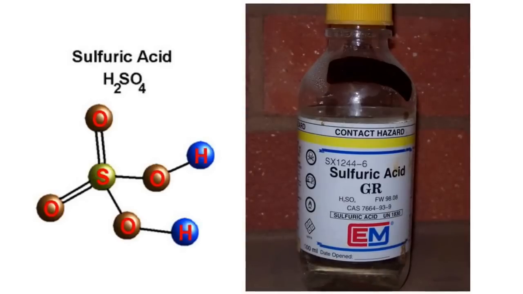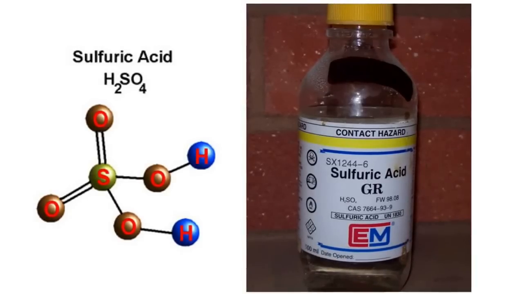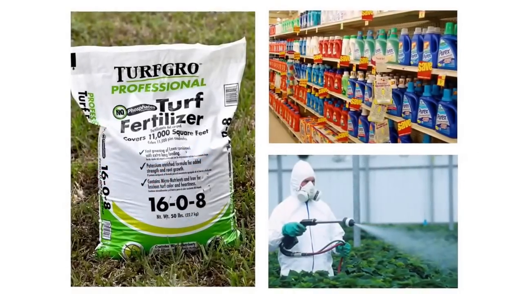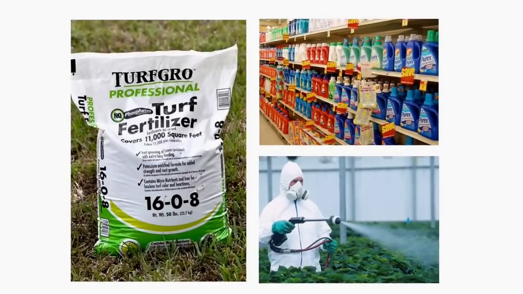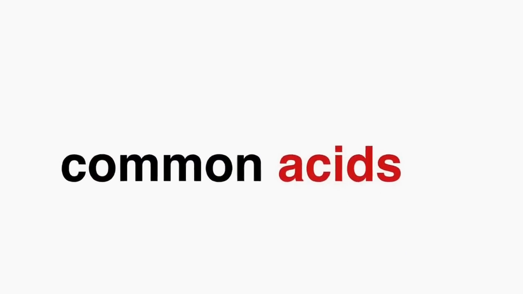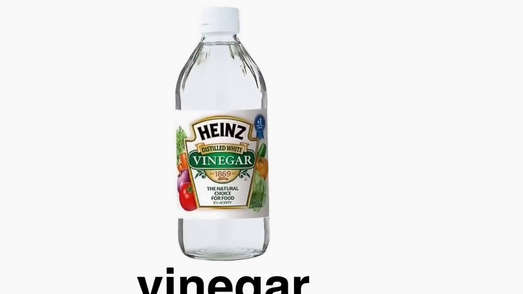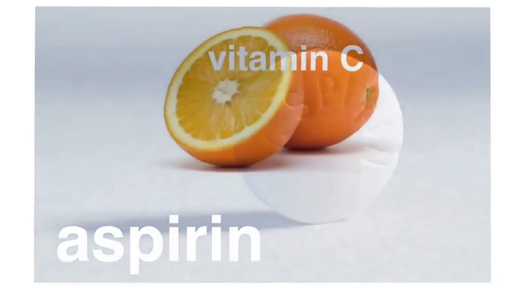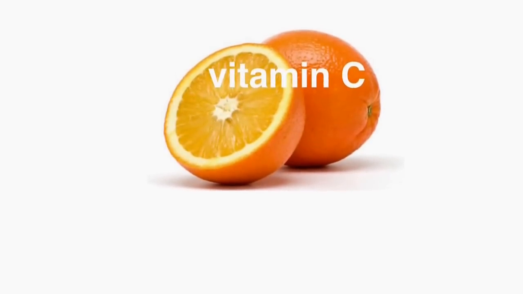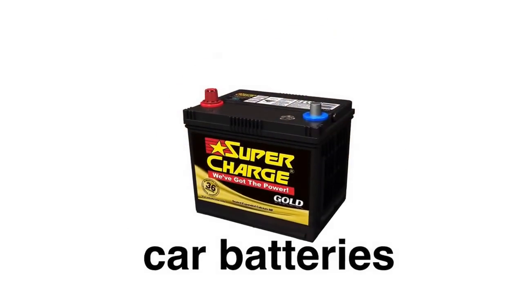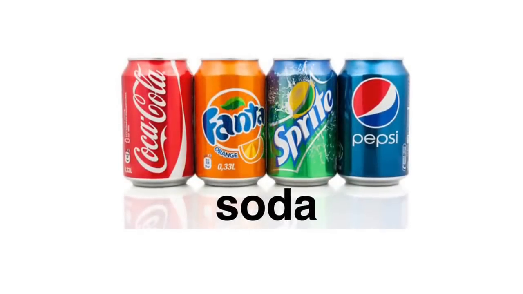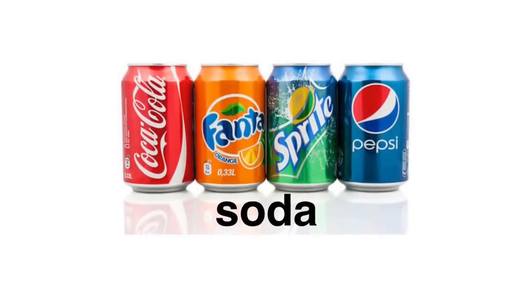Acids are also used in making many products. Manufacturers use sulfuric acid in a wide variety of products, including fertilizers, detergents, plastics, and pesticides. Some common acids we find are vinegar. They're used in medicines such as aspirin. The vitamin C in oranges and other citric fruit contains acid. Our car batteries have acid in them, and even a very common drink we put into our bodies, soda, is acid.